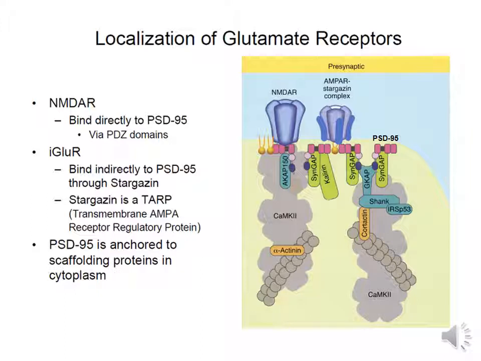Other ionotropic receptors such as AMPA and kainate receptors can bind PSD95, but it's been supposed that there is a more indirect mechanism via another protein called stargazin. This stargazin is a transmembrane AMPA receptor regulatory protein that does the same thing I just described for NMDA. It interacts with the PSD95 protein, which helps to interact with a cascade of different proteins that link the receptors to the cytoskeleton.